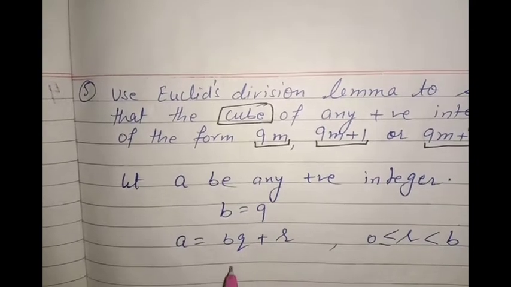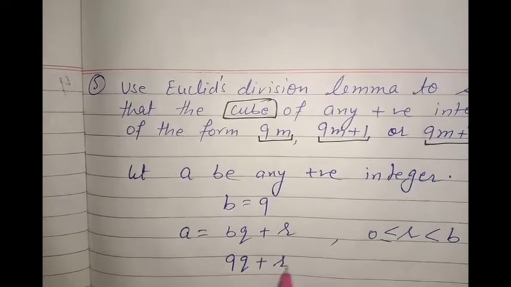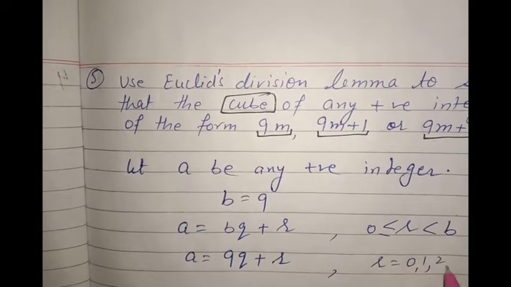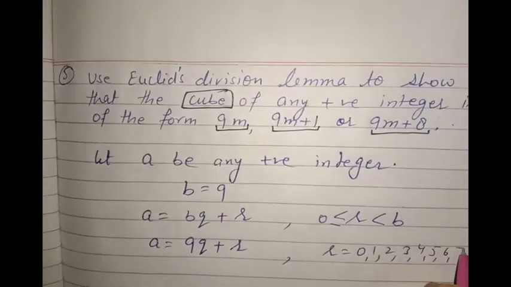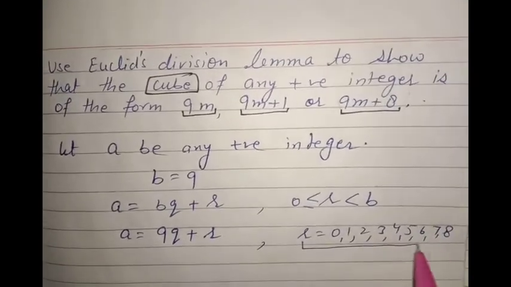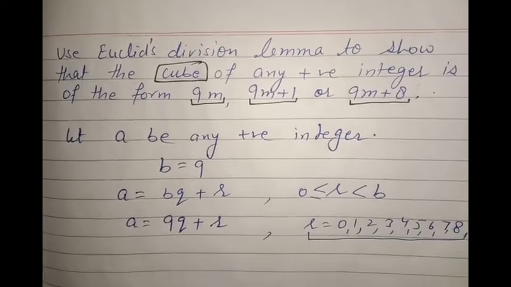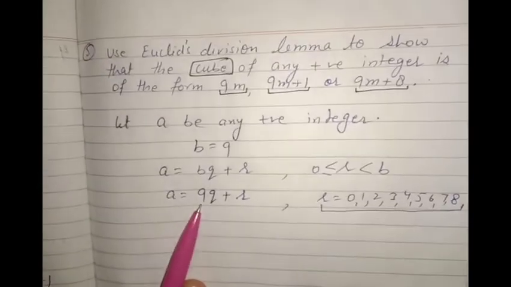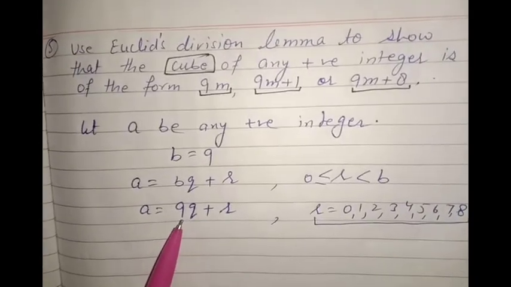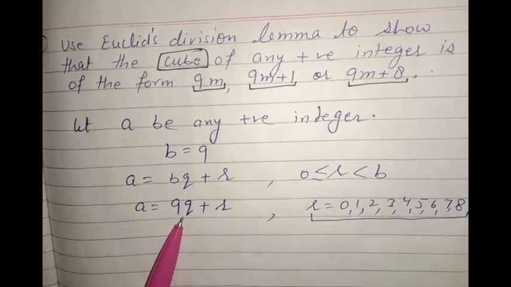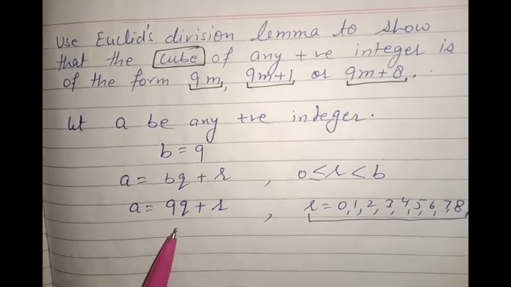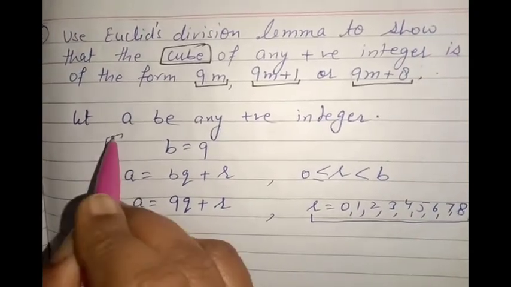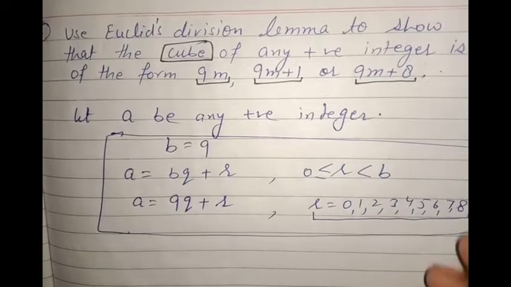It means if I take b as 9, it is 9q plus r, and the values of remainder are 0, 1, 2, 3, 4, 5, 6, 7 and 8. So this work is very tedious, very lengthy, very difficult for us to solve. You will get full marks if you take b as 9. But if there is 9 in the question, we can also take its factor or its square root. So square root of 9 is 3. So no need to take b as 9 for this particular question.